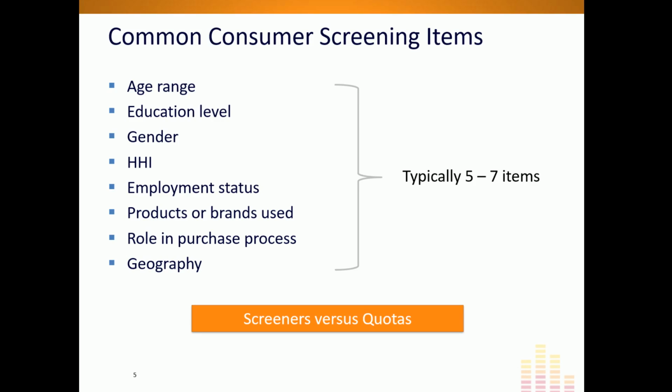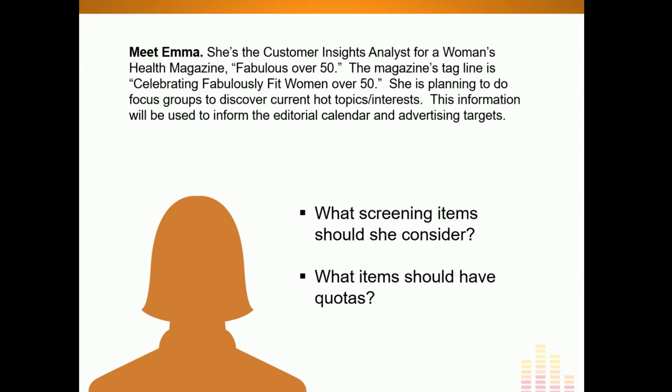So let's walk through an example of what that looks like just so that we're clear about this. Let's imagine a hypothetical situation where we have a friend, her name is Emma, and she's the customer insights analyst for a women's health magazine called Fabulous Over 50, a purely hypothetical magazine. Now, the magazine's tagline is celebrating fabulously fit women over 50. She's planning to do focus groups to discover current hot topics and trends, and she wants to use that information to inform their editorial calendar and advertising targets. So, what screening items should she consider for her focus groups?